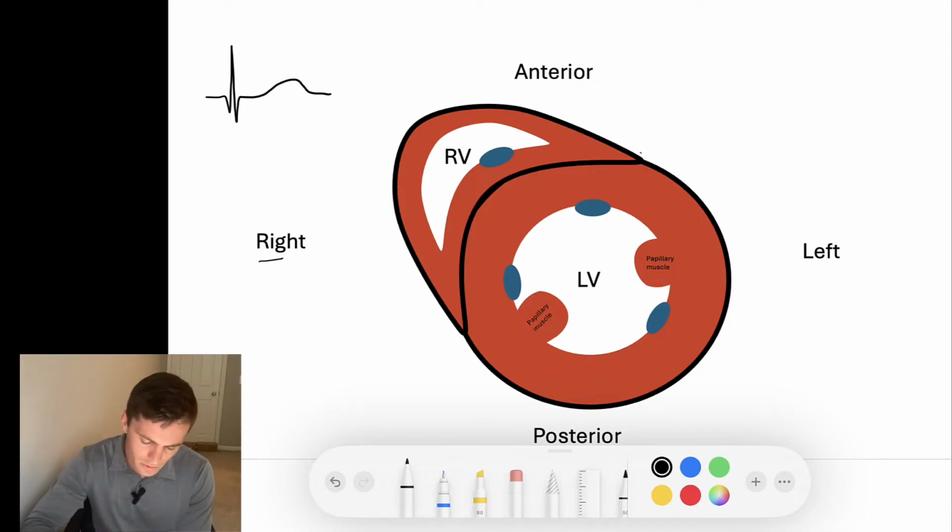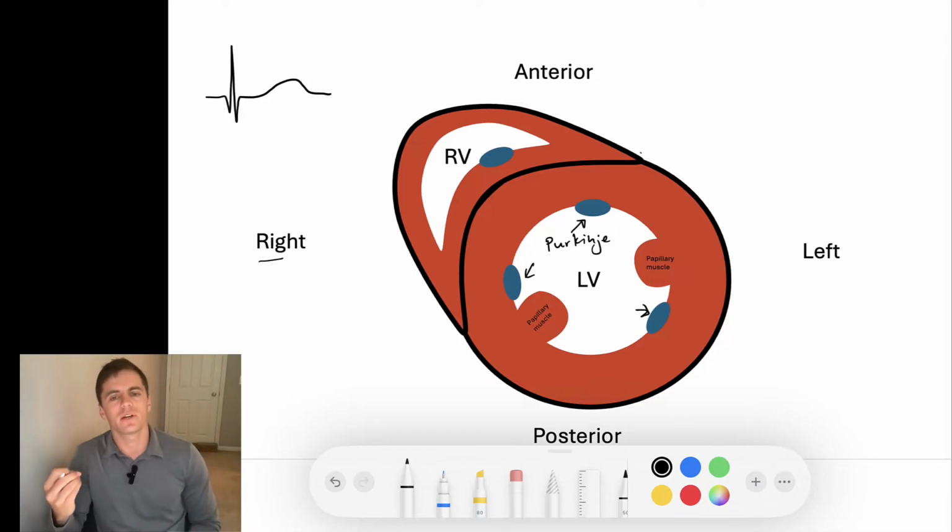So these right here are our Purkinje fibers. These are the Purkinje fibers, right? And these Purkinje fibers, remember, are the fibers that bring the signal from the AV node down through the ventricles to depolarize the ventricles. And they run on the endocardial surface. And why does that matter?